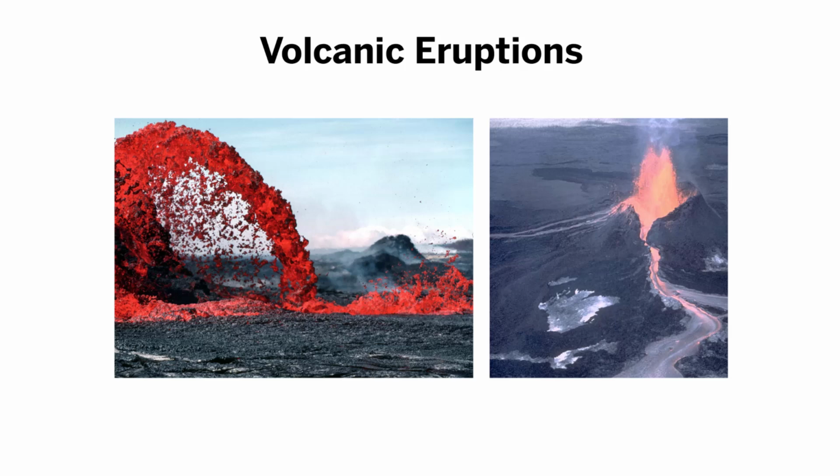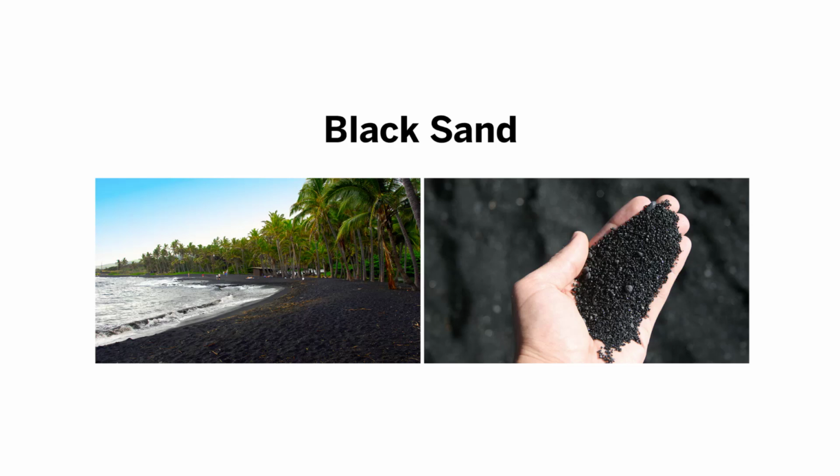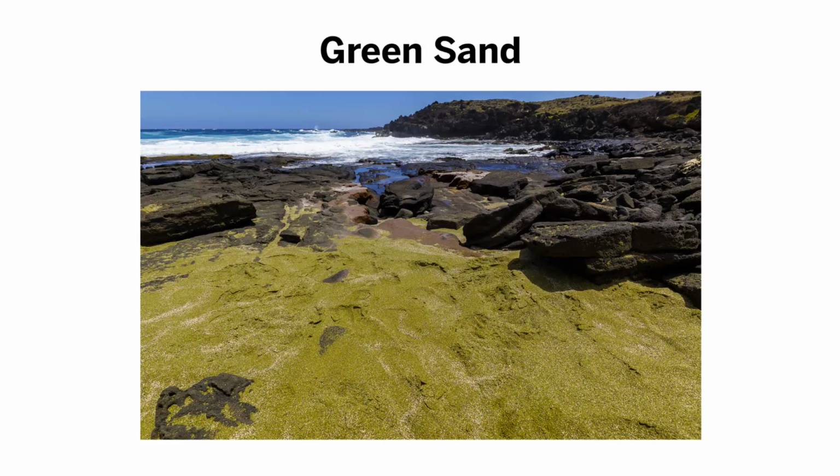Volcanic eruptions. What do you notice in this image? Where did the energy come from to form this rock material? Black sand. What do you notice in this image? Where did the energy come from to form this rock material? Green sand. What do you notice in this image? Where did the energy come from to form this rock material?